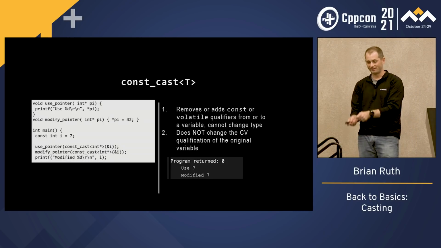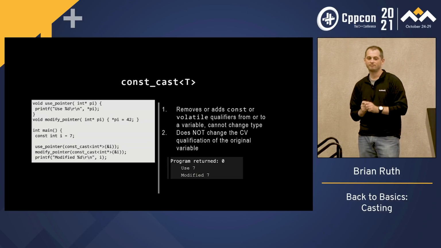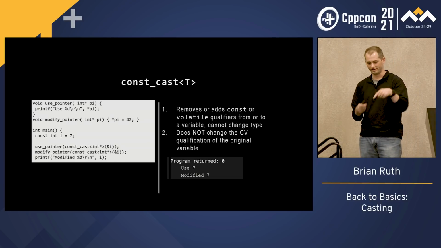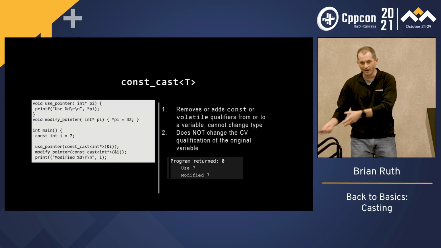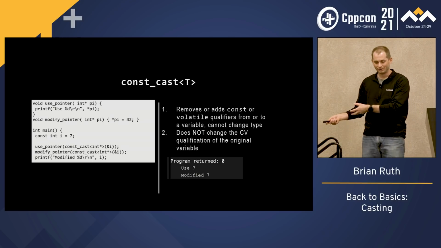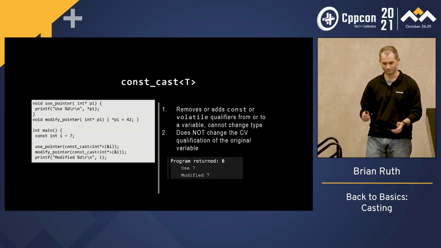But if we do the exact same thing to the modify pointer, since the underlying variable that we're casting the const away from is in fact const, the compiler is completely free to ignore it. So it can cast away the const and everything like that, but when it comes back out, it's not going to be modified.